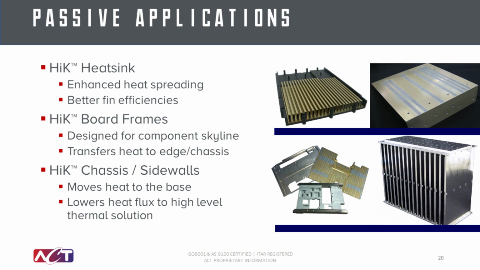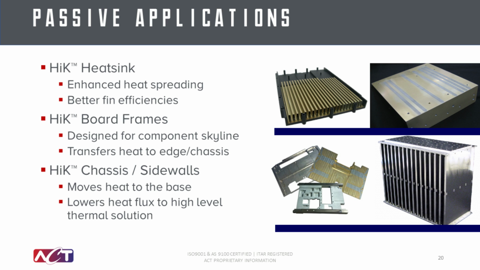There are a variety of ways heat pipes in these high K assemblies can be implemented into your system. As we just discussed, a high K heat sink is a great way to move and spread heat throughout your fins, getting better fin efficiencies. High K board frames are used in a lot of standard VPX, VME type applications where a PC card's skyline and the devices populating that skyline are made to contact one of these boards. Heat pipes are routed through the board to move the heat from those locations to the edges.